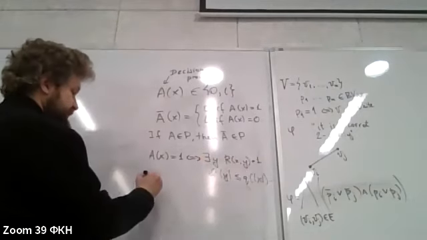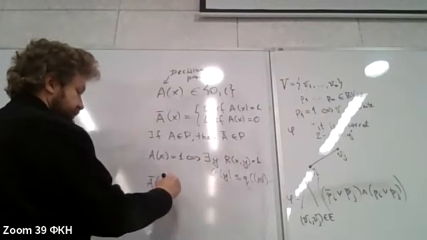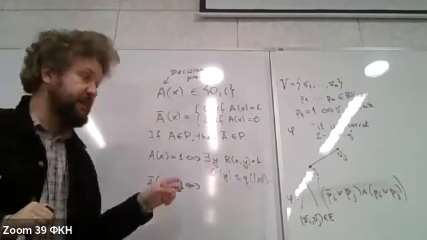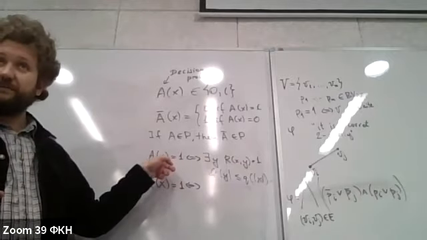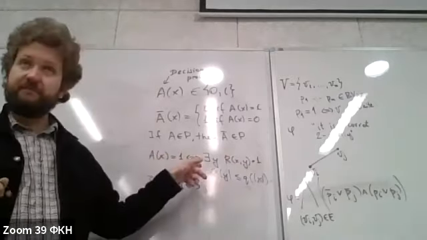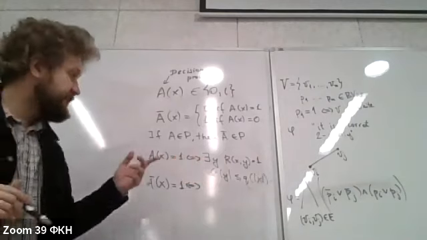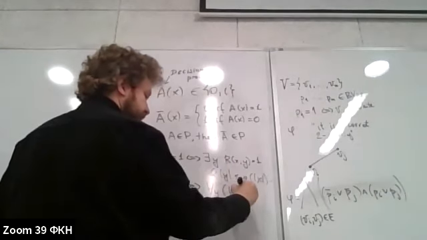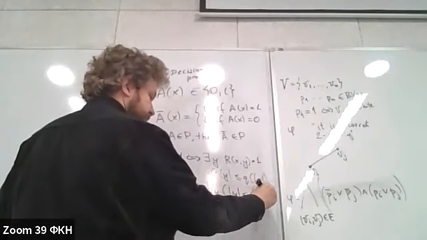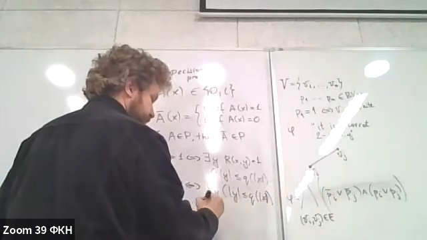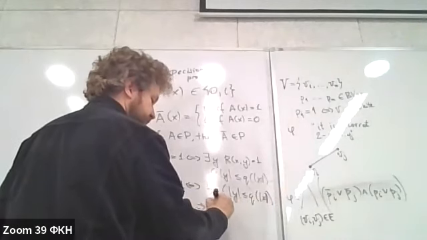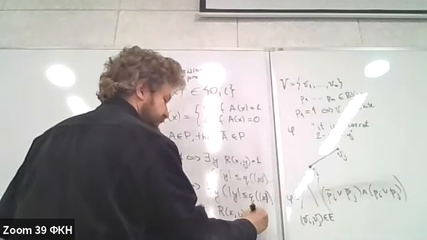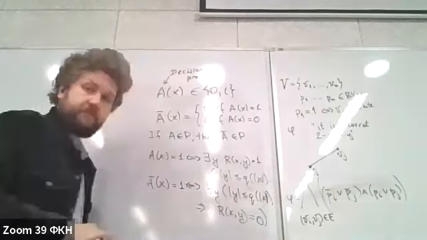Now, what does it mean that the negation, the dual of A, of x is 1? It means that this is 0, it's not 1. So we have to negate this. And it's negated as follows. For all y, such that it's polynomial, of course, you will have to have not R of xy, or the same, R of xy equals 0.